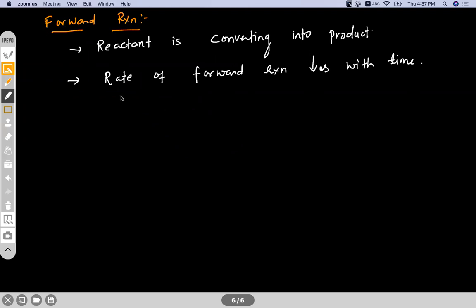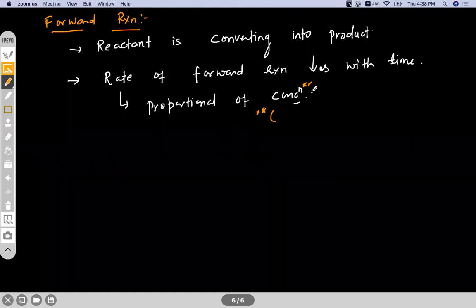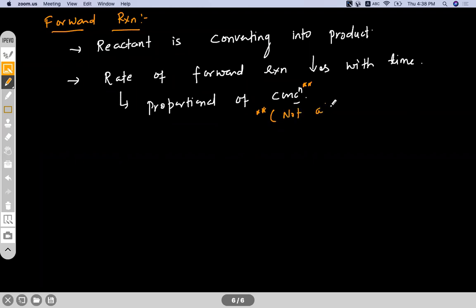So for any reaction, rate is proportional to concentration. We have few things that we won't discuss now. We can have any terms over here, but more or less this is not the only thing. We can have concentration square also. We can have root over a constant. Anything is possible. But this you can understand just for now. In this bracket I'll write a star mark: not always. Means we do not have a linear relation always. We can have other relations also possible. But with concentration, rate either increases or decreases.